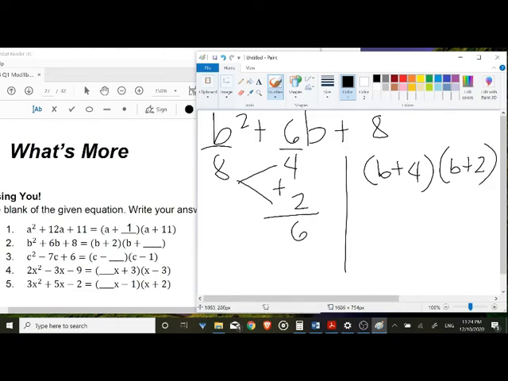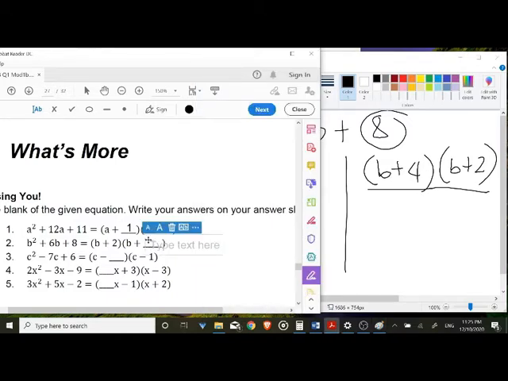Okay, ito lang po pagdali guys. So, hanap lang kayo ng factors ni 8 na pag in-add nyo, ang sum ay 6. So, 4 times 2 is 8. 4 plus 2 is 6. So, these are the factors. b plus 2 at b plus 4. Therefore, 4 po yung magiging kasagutan natin sa blank nito. Yan. b plus 2 times b plus 4.